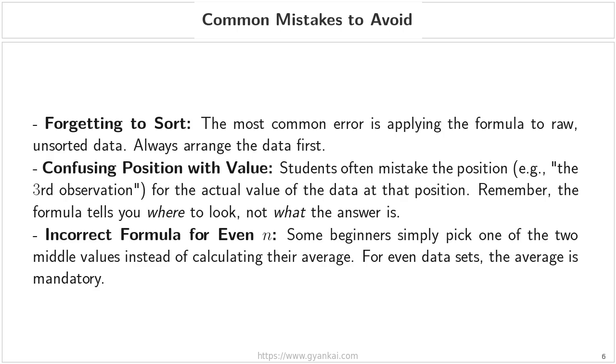Finally, when you are dealing with an even number of observations, do not simply pick one of the two middle numbers and stop there. As we saw in our quiz marks example, when the number of observations is even, you have two middle candidates. You must find the arithmetic mean of those two values by adding them together and dividing by 2. Simply picking one of the values is an incomplete calculation.